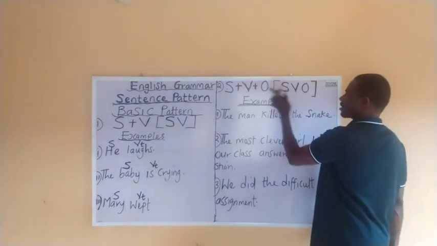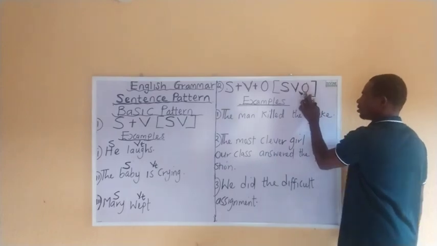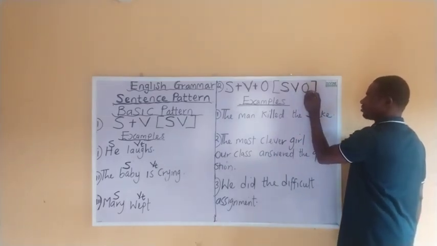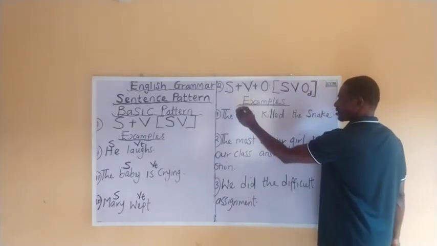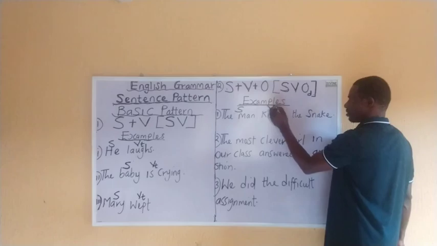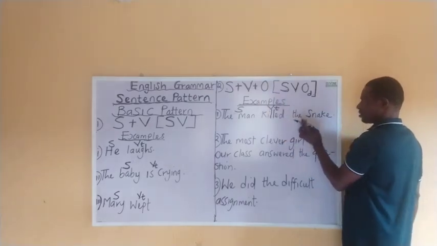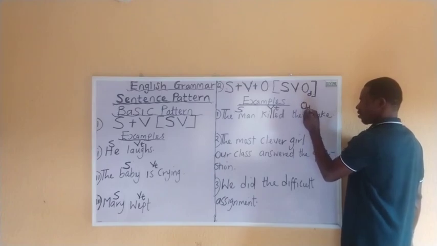The next structure is SVO, subject, verb, object. The object here is a direct object. Examples. The man killed the snake. The man is the subject. Killed is the verb, a transitive verb. The snake is the object, a direct object.